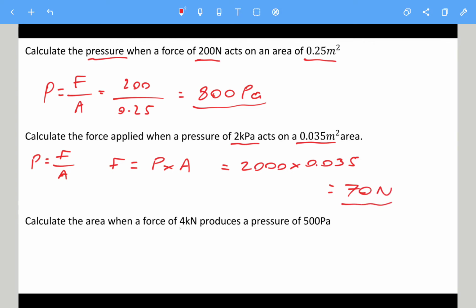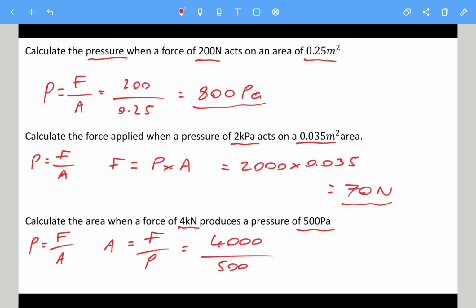Okay, let's do another one. So the last one. We've got 4 kilonewtons and 500 pascals. Calculate the area. So remember, if you could remember this in your exam, pressure is force over area. Area will be a sneaky swap with the pressure, so area is force divided by pressure. So the force is 4 kilonewtons, kilo meaning 1,000, so that's 4,000 newtons, divided by 500 pascals. So 4,000 divided by 500 gives us 8 meters squared.